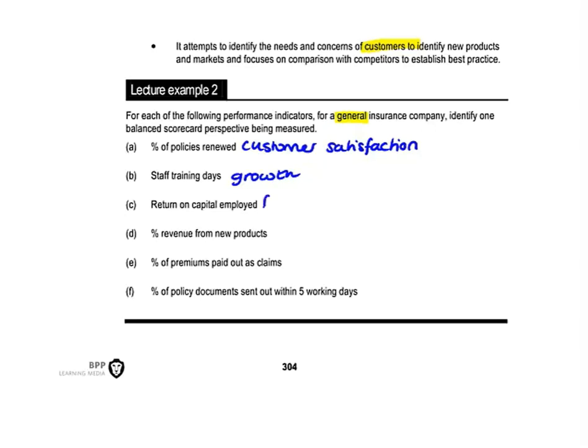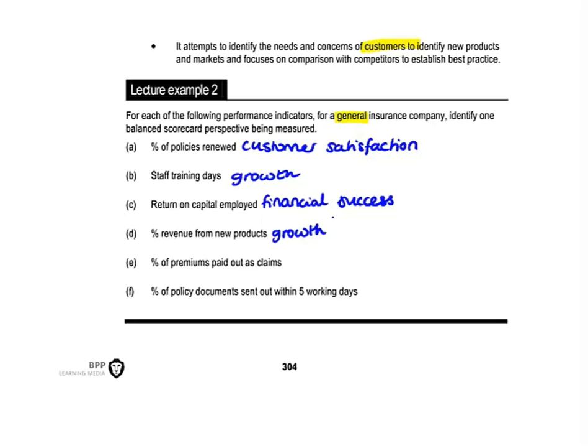Return on capital employed then is a traditional financial success indicator, and it will still be important for the insurance company. Percentage of revenue coming from new products is also going to be a measure of growth, because that shows then that the new products that are being created are ones which customers actually have a demand for and are prepared to purchase.